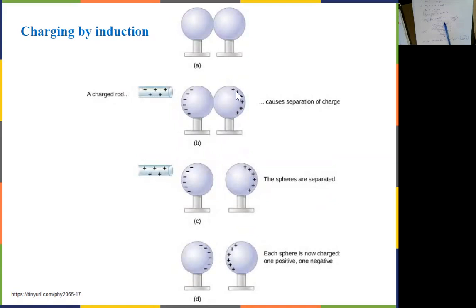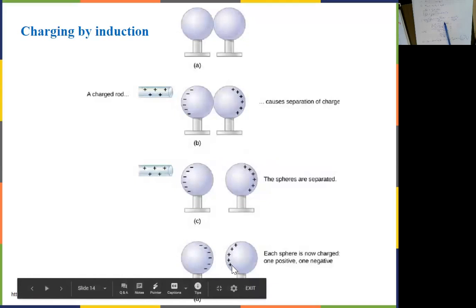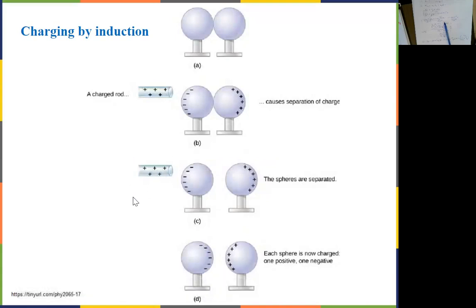So positive will distribute around this side and then negative will be on this side. Now after that, you can remove these two, you can separate these two spheres. So then one will be positively charged, the other will be negatively charged, okay? And at that point, you can remove this guy. So then both the spheres will be charged, okay? This one will be negative, this will be positive. But because of electrostatic interaction, negative charge now will be on this side and then positive will be on this side, okay? Because you now remove the rod there.